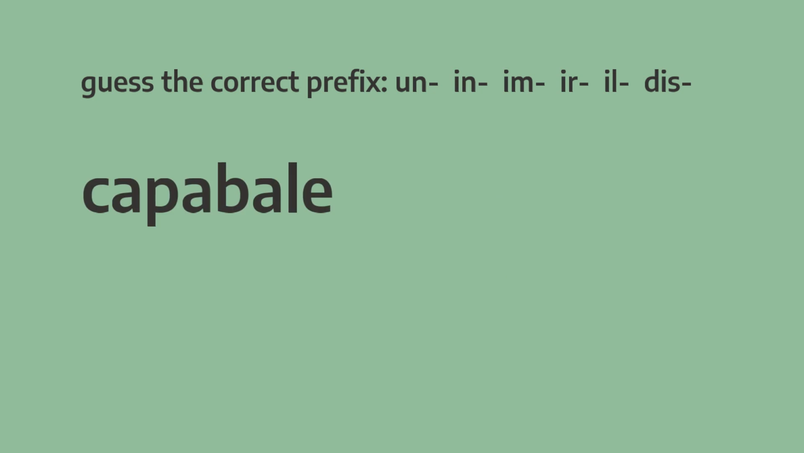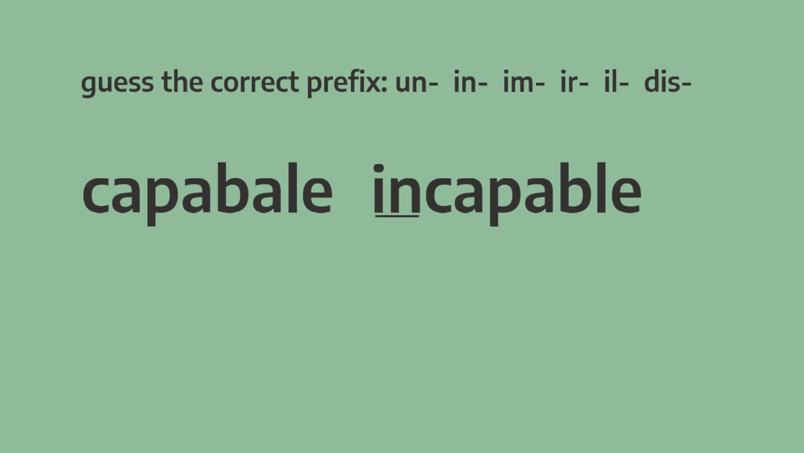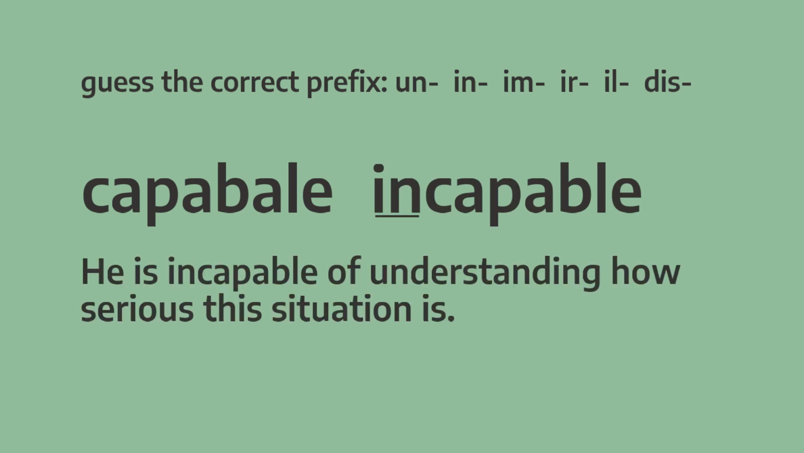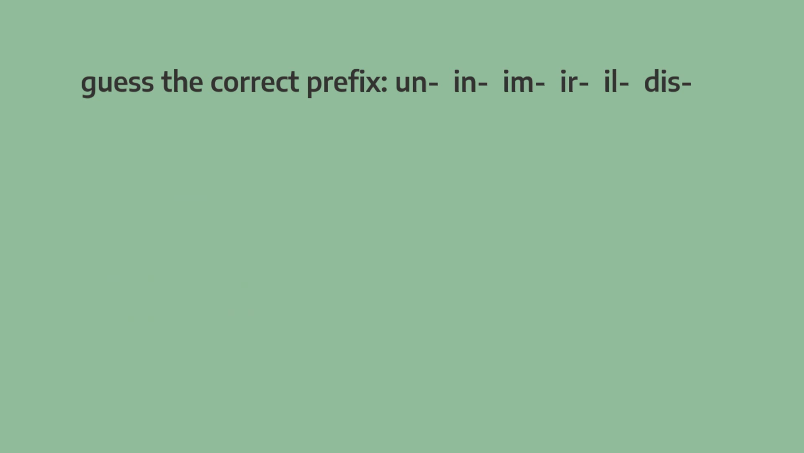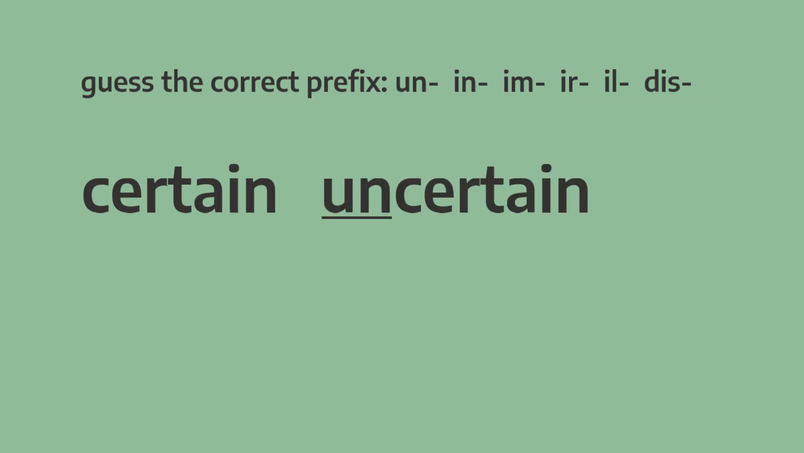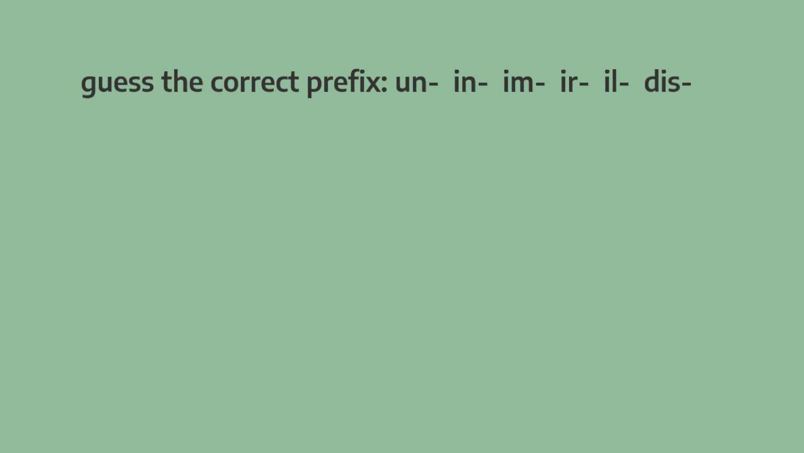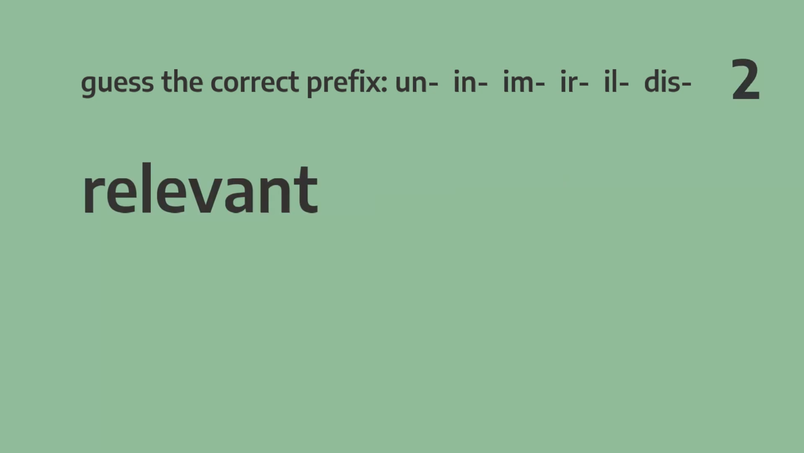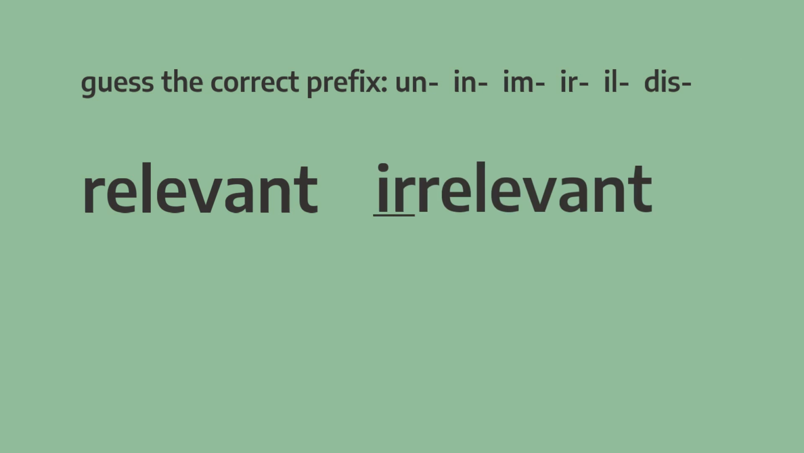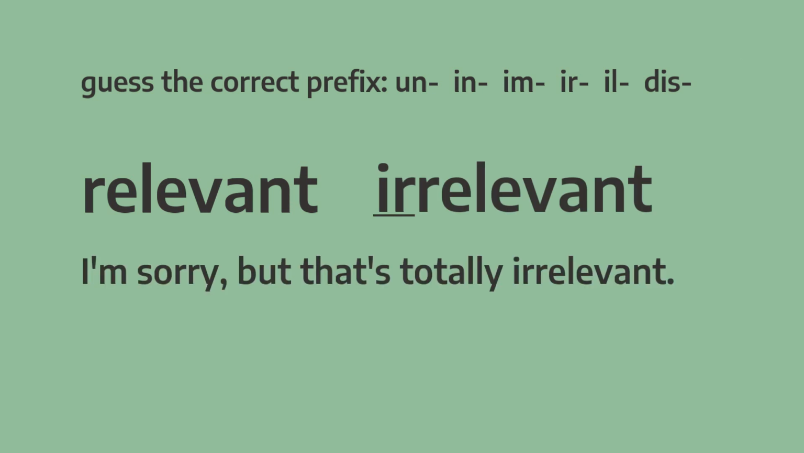Next word, capable. Incapable. He is incapable of understanding how serious this situation is. Next word, certain. Uncertain. The future of the company is uncertain. Next word, relevant. Irrelevant. I'm sorry, but that's totally irrelevant.